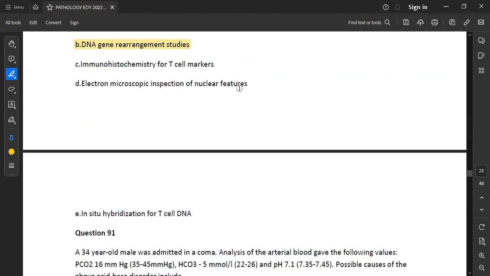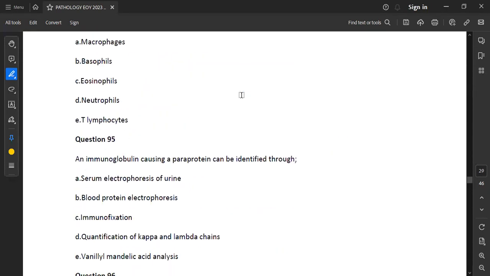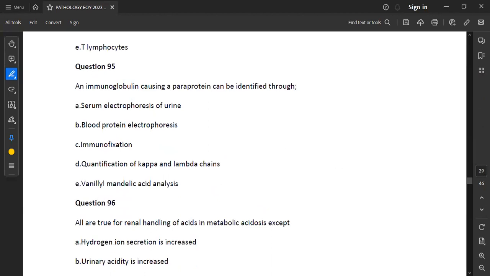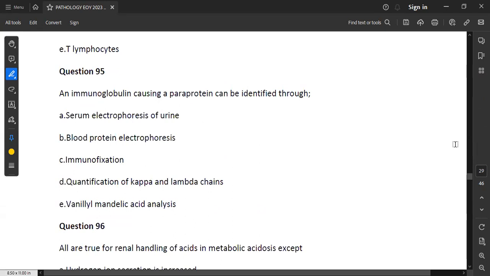Then we go to 95. An immunoglobulin causing a paraprotein can be identified through serum electrophoresis of urine, blood protein electrophoresis, immunofixation, quantification of kappa and lambda chains, or vanillyl mandelic acid analysis. So what do you guys think? Someone else?